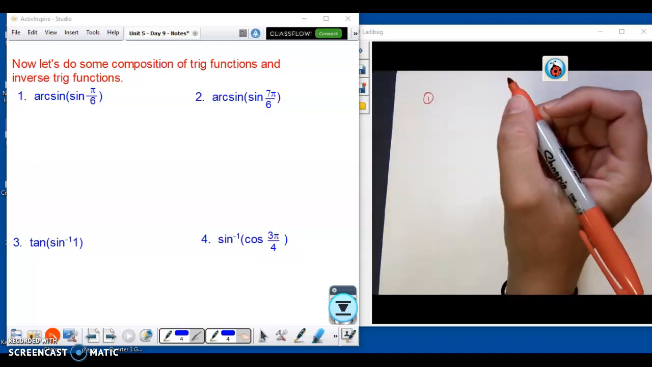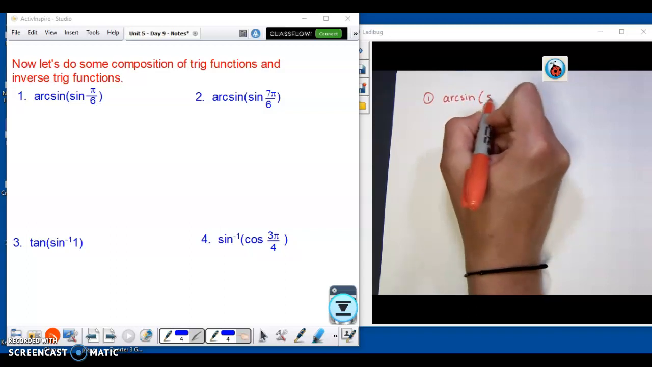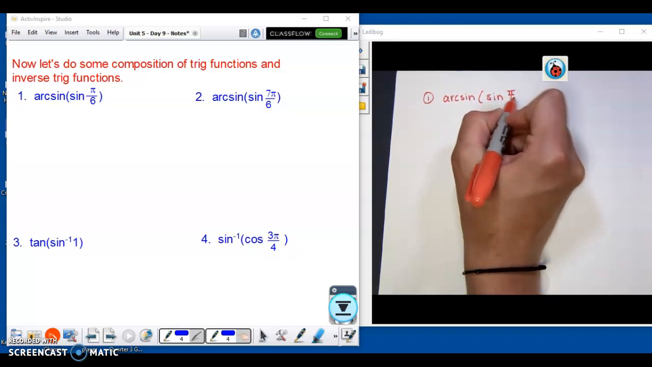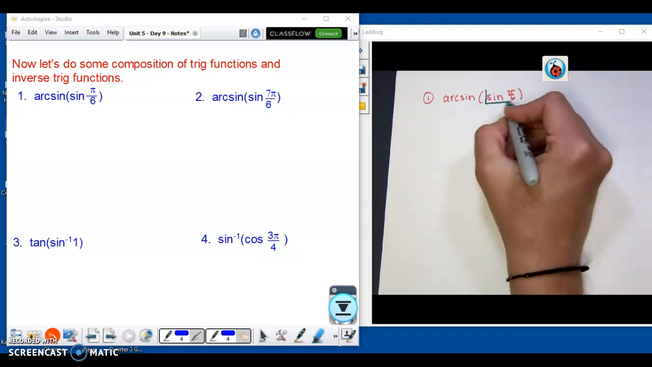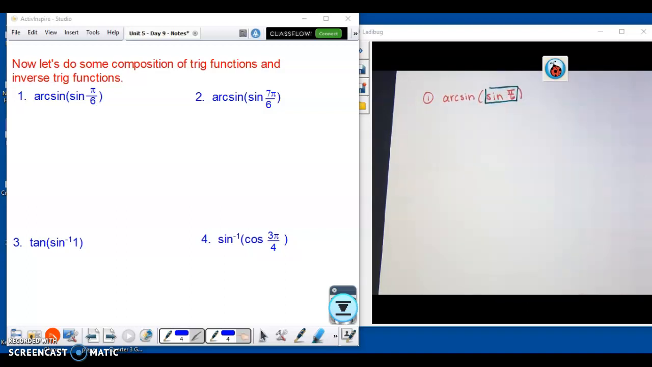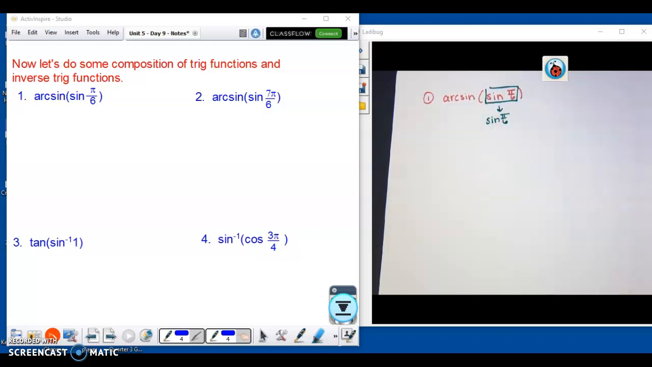So if you look at the first one here, we have arc sine of sine of pi over 6. Okay, guys, composition functions means you have a function inside of a function, and you always start with the inside. So we're going to start with sine of pi over 6. Sine of pi over 6 is not an inverse function, so that means you're just looking at your unit circle. We need to figure out where is sine of pi over 6 on the unit circle.